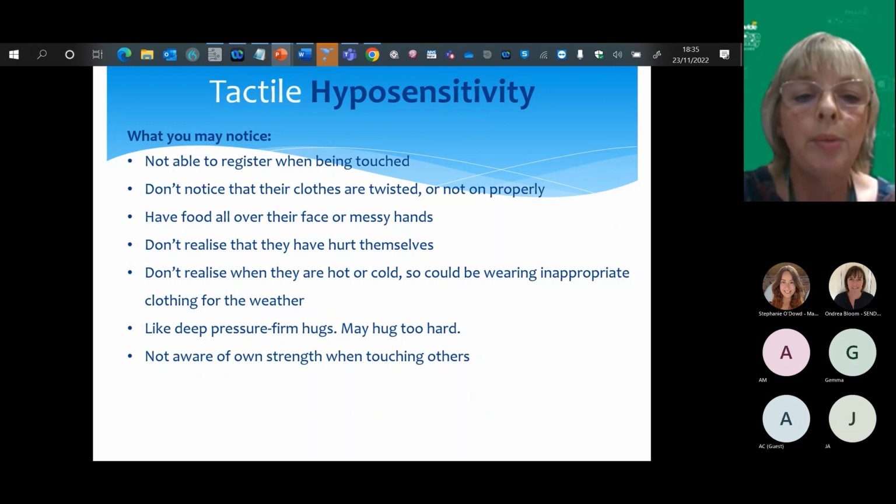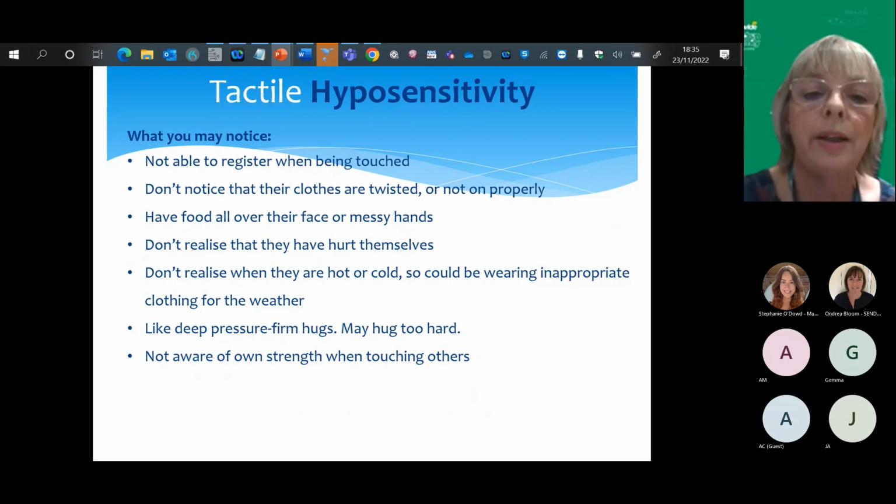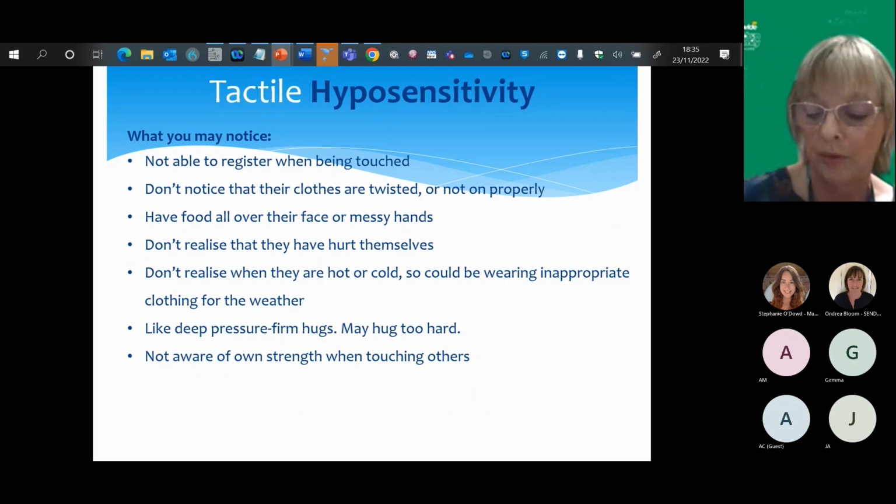So it's really important to work with your child and help them understand and be a bit mindful, making sure that you have a good clean up after you've eaten. And if you're in a situation where your child isn't aware of things like that, make sure that school are aware so that they can give that extra support if it's needed.